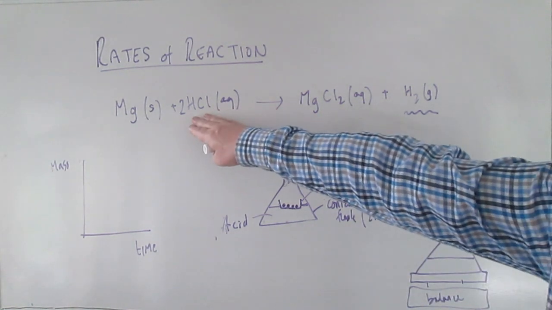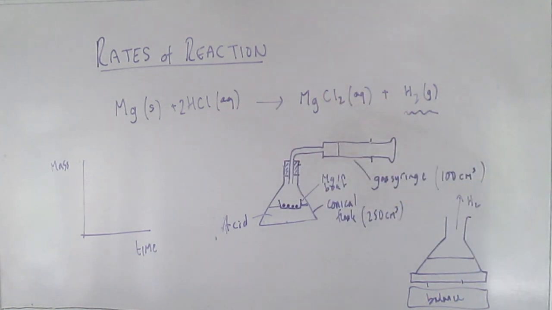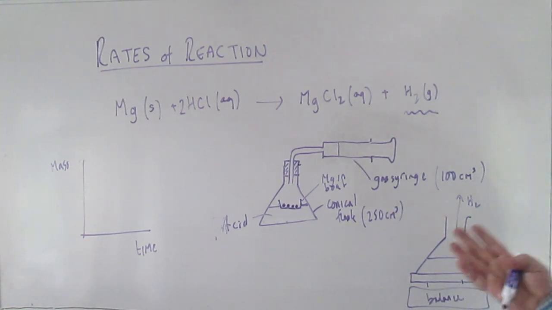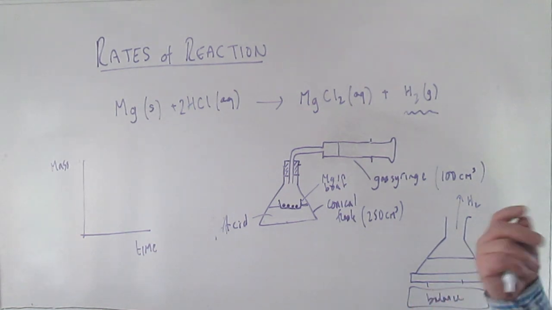Or you could say, well, the pH is going to change because we're adding acid, but the acid's being neutralized, so you could follow the pH as a function of time. That would also be a possibility. So what you get out of experiments like this is some kind of graph. So let's now start to talk about graphs.